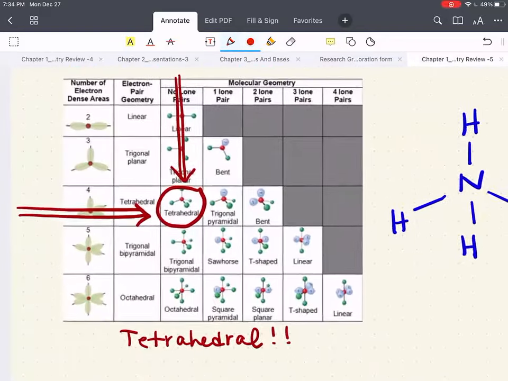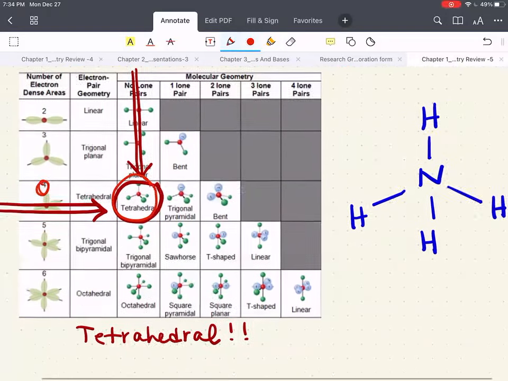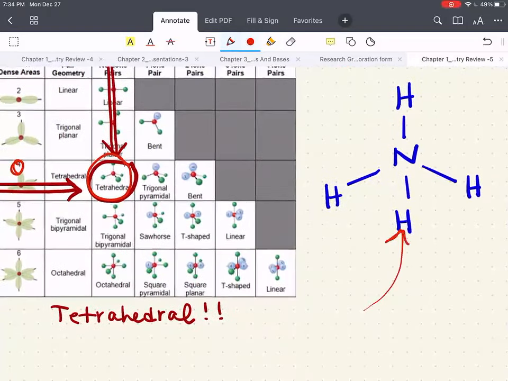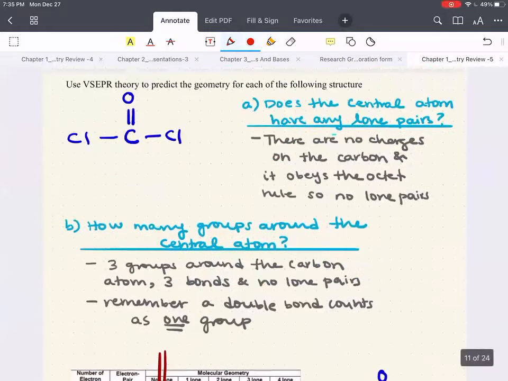Let's use our table for electron dense areas with no lone pairs. The shape of ammonium is tetrahedral. And so it looks like something like this if you were to appropriately draw it in 2D. Let's do one more for good measure.